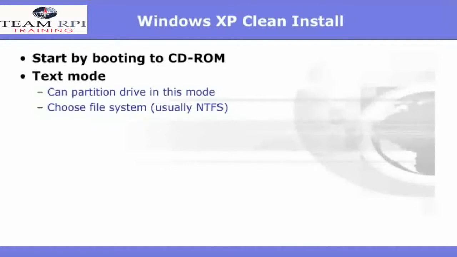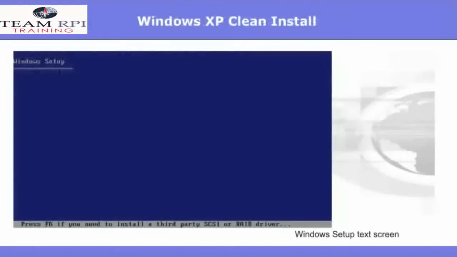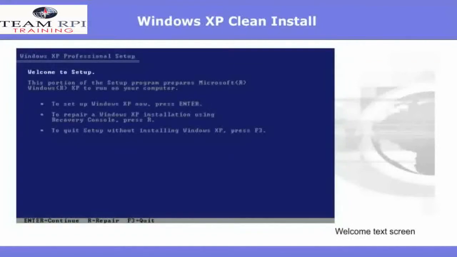So, to do a clean install of Windows XP, we're going to start by placing the bootable CD-ROM in the drive bay. Remember, XP is going to walk you through a text mode first. This is where you're going to partition the drive and choose your file system. You'll be greeted by a blue screen. This is the beginning of the setup process. It'll give you a nice welcome, and since we're doing a clean install, we'll just go ahead and press enter.